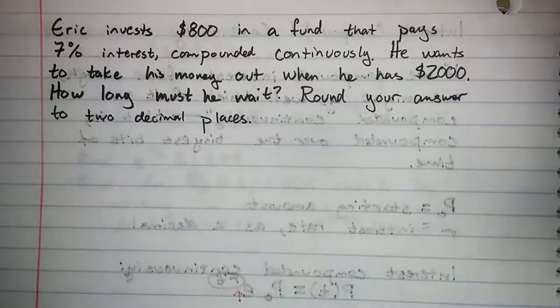Let me give you one of these to try. Eric invests $800 in a fund that pays 7% interest, compounded continuously. He wants to take his money out when he has $2,000. How long must he wait? Round your answer to 2 decimal places. Pause the video and try this now.